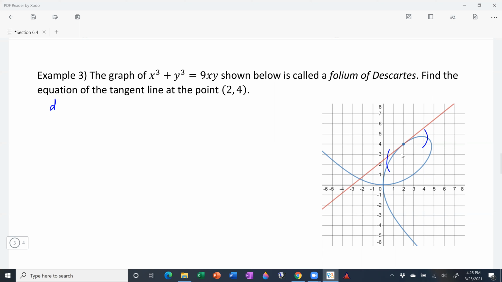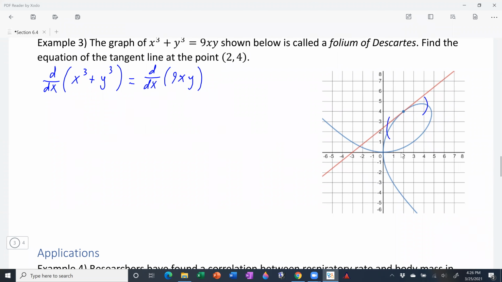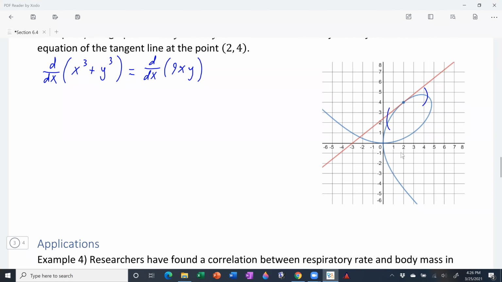So let's go d/dx on both sides of this: x cubed plus y cubed equals d/dx of 9xy. Okay, so if we find the derivative, that will give us the slope of the tangent line. So let's go through and do this. So d/dx, the derivative with respect to x, that's just a sum of two different things. The derivative of x cubed is going to be 3x squared by the power rule.